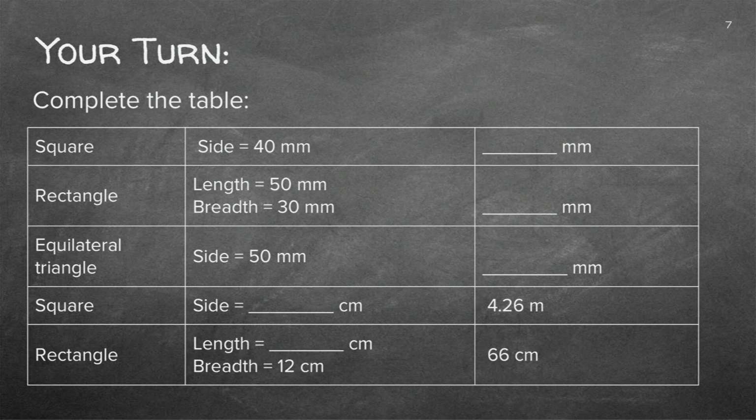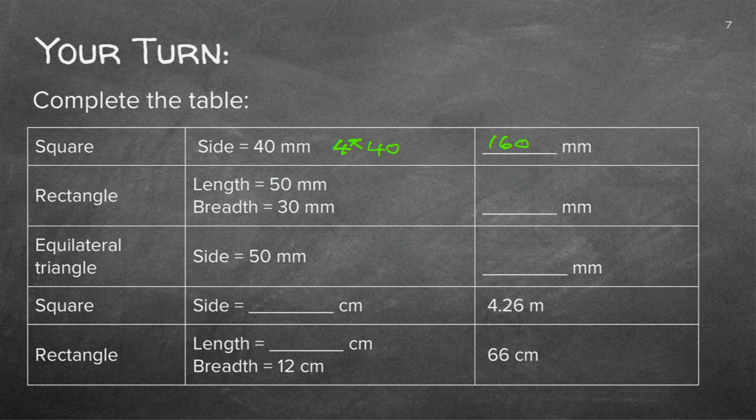A square. The side of the square is 40 millimeters. So what is the perimeter of this square? Yes, so we know it is 4 times 40, and the perimeter would be 160 millimeters. So we check that the measurement is the same, so we can just multiply it by 4.